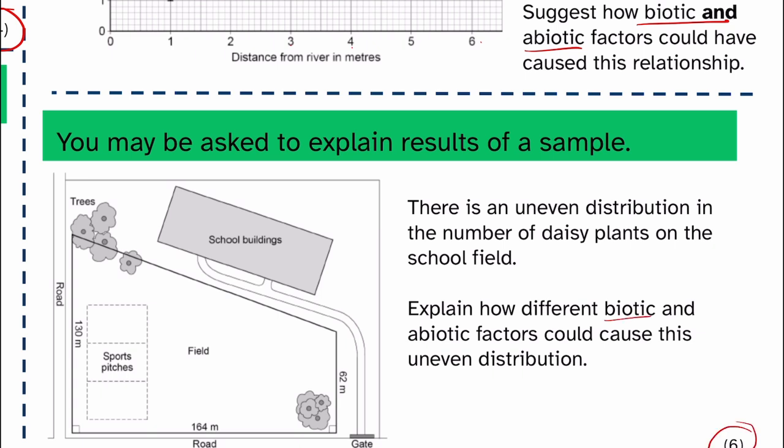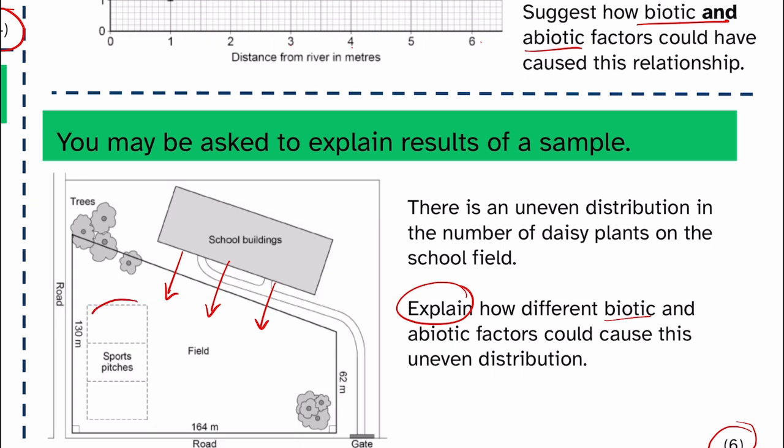So you probably want to be mentioning a couple of factors, and then it's about explaining them. So you don't need to mention 6 factors. You just need to mention a couple of factors and explain them. So you could say here, look, there's going to be shade. So you could say that some part of the school field is in shade from the school buildings. The shade would reduce the light intensity. Therefore, the plants in that area would have less light to photosynthesize, so there'd be less daisies in that area. That would get you 2 to 3 marks because you've said what the factor is and you've explained it.